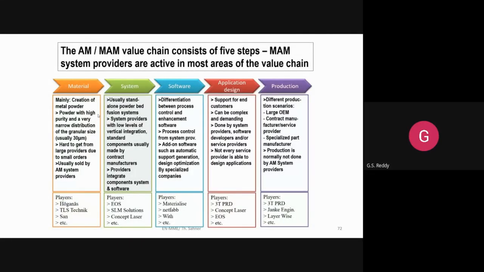The software is differentiated between process control and enhancement software. Process control comes from the system, while add-on software such as automatic support generation and design automation comes from specialized components. Application design support for end customers can be complex and demanding. It's done by system providers, software developers, and service providers. Not every service provider is able to design applications. And in different production scenarios like large OEMs, contract manufacturers, service providers, and specialized part manufacturers, production is normally not done by AM system providers.